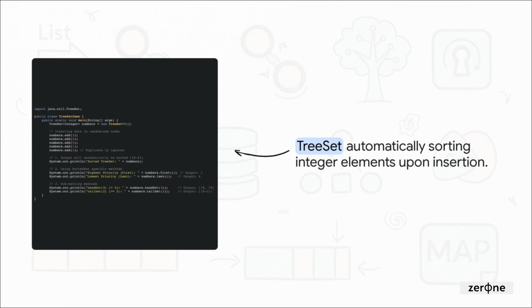But there's always a trade-off, right? It's slower. It takes O(log n) time. And crucially, you have to remember that because it constantly compares values to sort them, a TreeSet absolutely forbids null values. If you try to insert a null, it will trigger a NullPointerException right away.